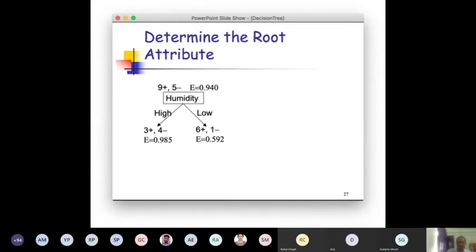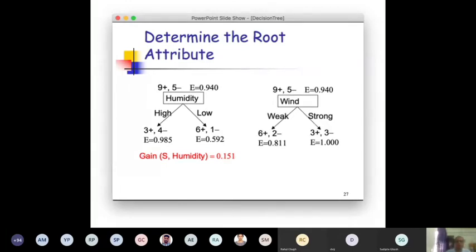Is there any question? Okay. So you take the average of these two, and if you compute the gain, that means 0.940 minus the average of 0.985 and 0.592, the gain will come as 0.151. Now this is for humidity. There are other 3 attributes. So I think let us proceed. This is for wind.